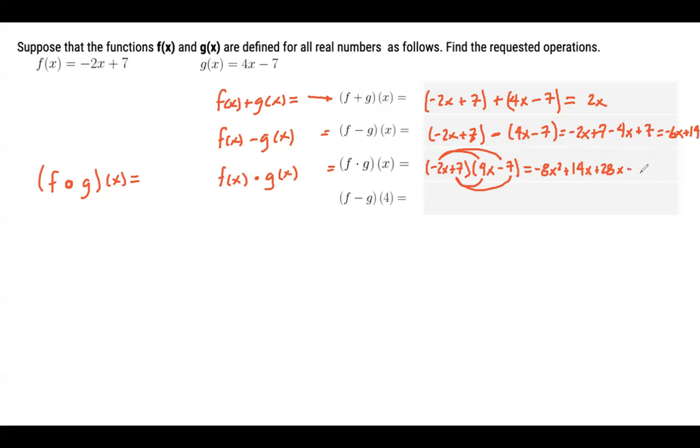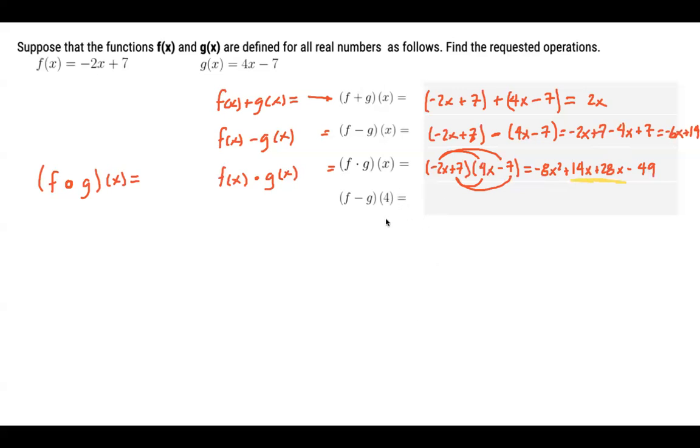Now, once again, the signs. Minus 49. And the next step would be to add like terms. So here you have those two. So you would just have to add 14 and 28 to get your x term. But I'm going to leave that up to you.